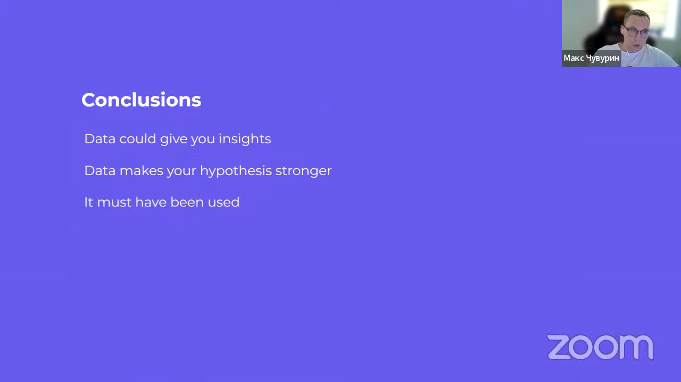And as a conclusion for this block, the use of data in the formation of hypotheses adds value to them and gives them a high probability of being embedded in the product. Often numbers can tell more about users than they can tell about themselves.